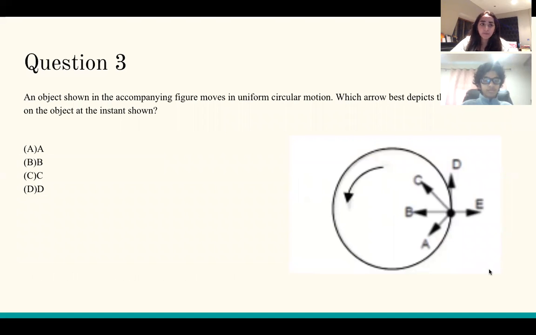And now our second problem. An object shown in the accompanying figure, right here, moves in uniform circular motion. Which arrow best depicts the net force acting on the object at the instant below? This has no math, so just pause it for a sec, give it a shot, think about it, and we'll get you the answer.